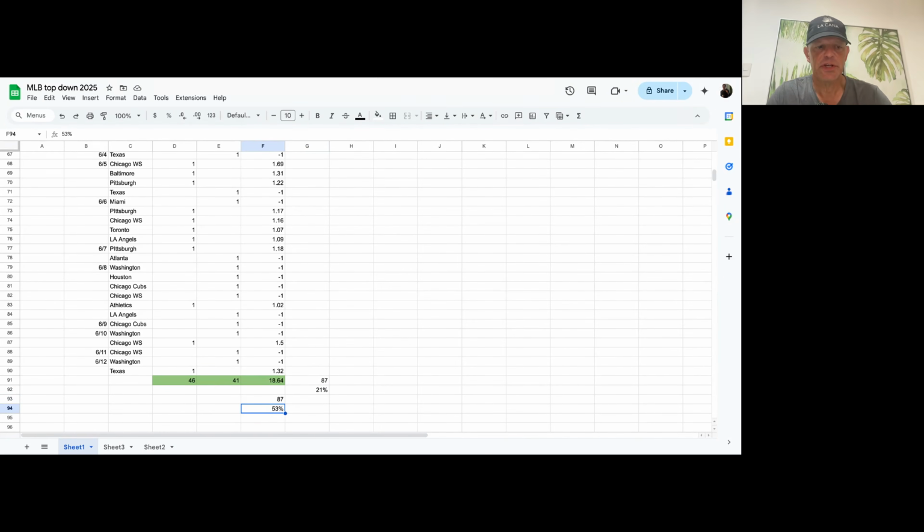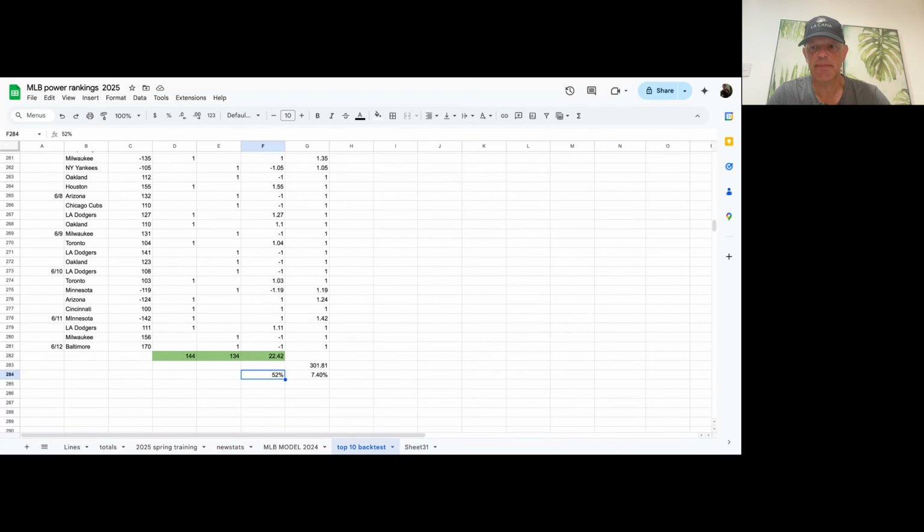I'm going to switch gears and take a look at my log for the model that I use for Major League Baseball. You can see it's 144 and 134, 22.42 units. This is tracked since 4/10. So 301 units wagered total. You divide the units gained by the total units wagered. That's a 7.4% ROI, 52% win percentage.